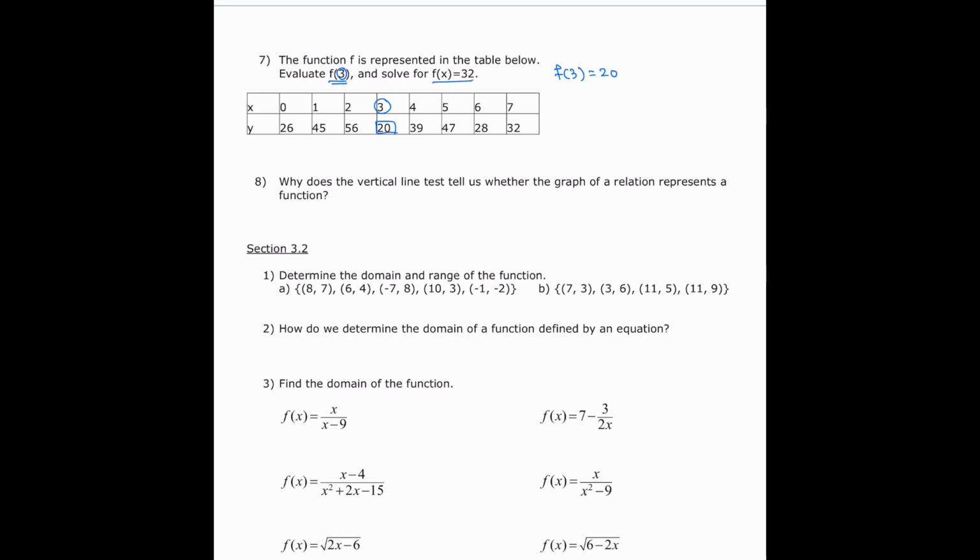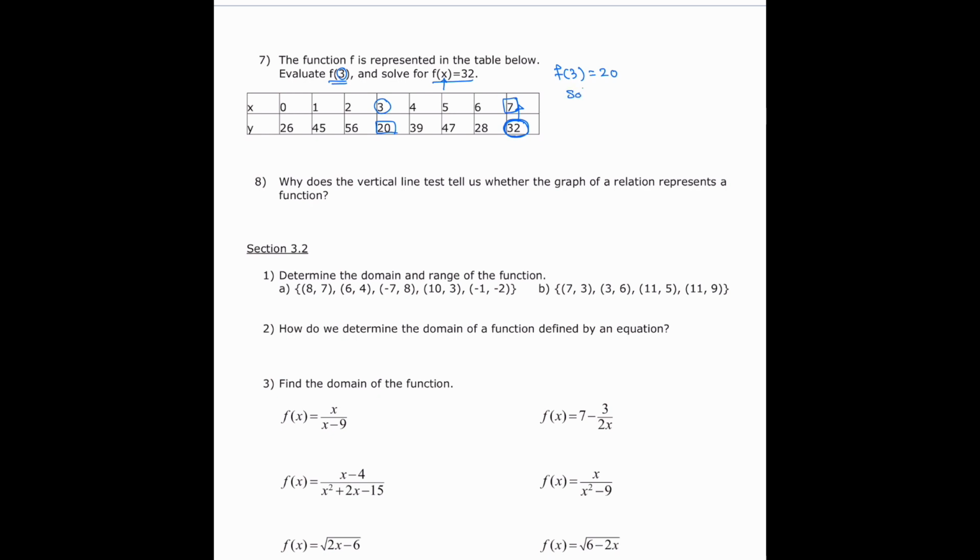The second question says that when f of x is equal to 32, what is the value of x? So when y is equal to 32, in other words, what is the value of x? Here is when y is equal to 32. The corresponding x is 7. So the answer is 7.